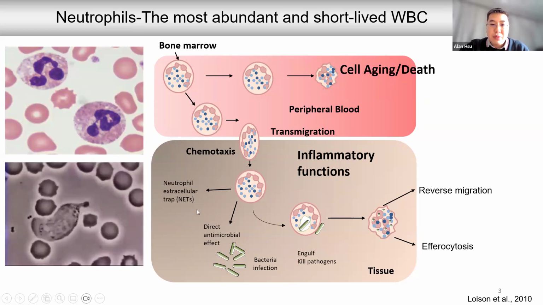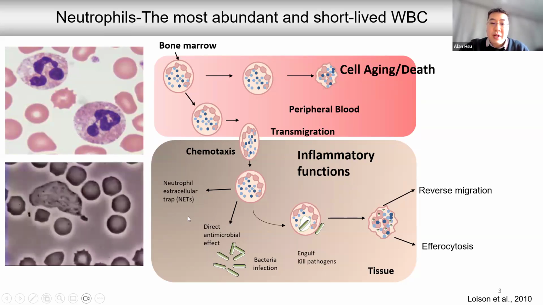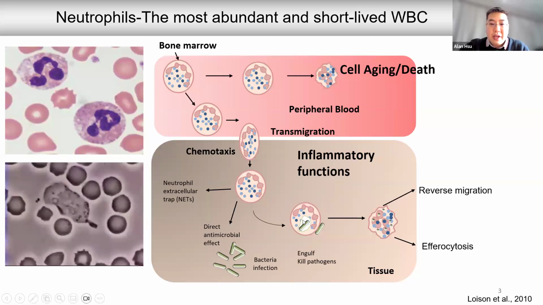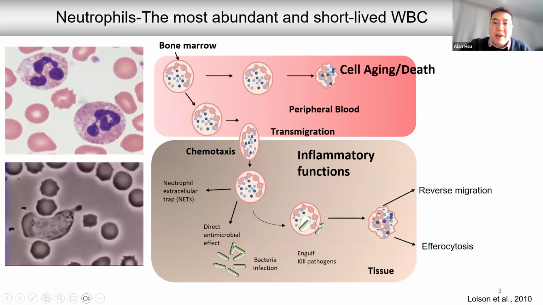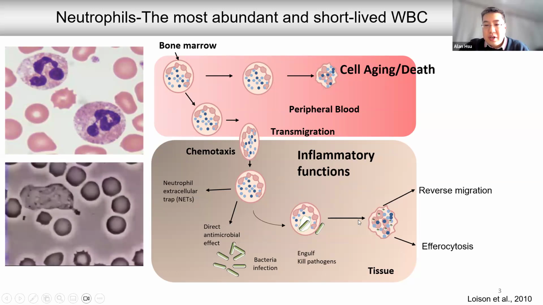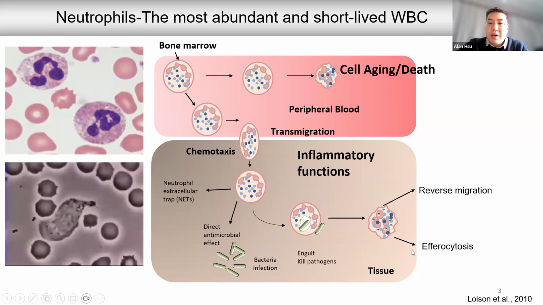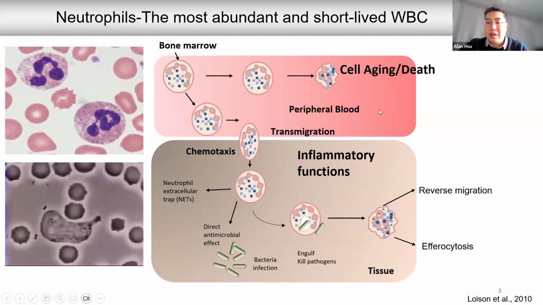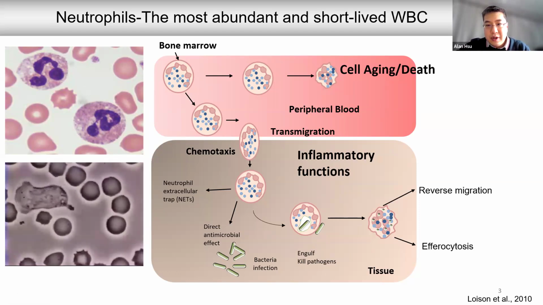forming neutrophil extracellular traps where they release their DNA. They have direct antimicrobial effects through oxidization and also peptides. They can directly engulf and kill the pathogens. And then people usually believe after all is said and done, the pathogen is cleared, they are efferocytosed by macrophages, or they reverse migrate back into the bloodstream and then go back to the liver or the bone marrow to be cleared.